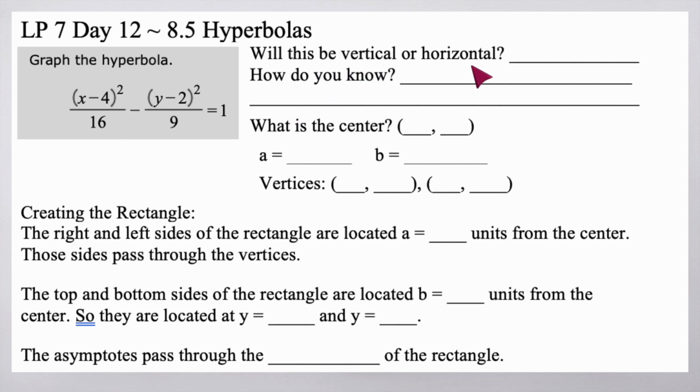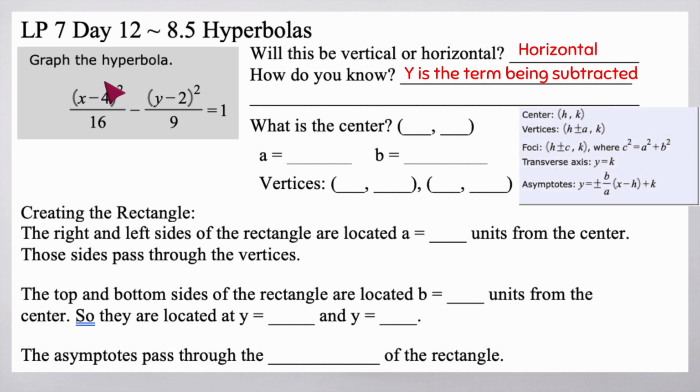So will this be vertical or horizontal? Looking at this, since I have a positive x and negative y, whichever helps you remember, but since x squared is the positive term, that means I'm going to have a horizontal hyperbola. Now my center: I have h and k, and since they're both negative in the formula, it's h and k, so just 4 and 2.